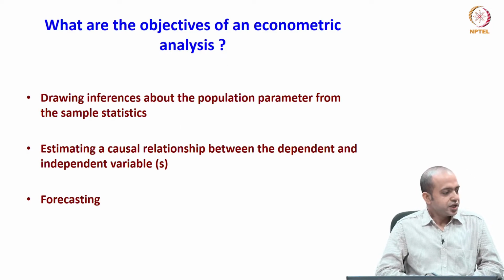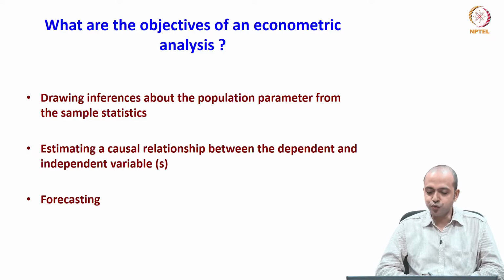Second objective is estimating a causal relationship between the dependent and independent variables. Here I am using two new terms, dependent and independent variable. So, in our example, when we are talking about the consumption income relationship, consumption is called the dependent variable because that is dependent on somebody's income. Okay? We are assuming that consumption is a dependent variable and income is the independent variable.